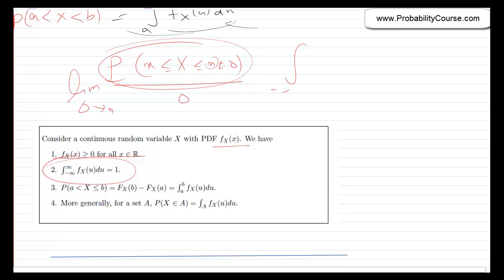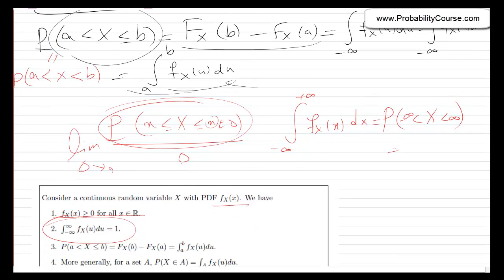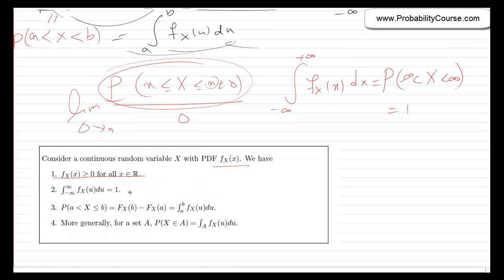If I integrate over all values, I should get 1, because based on what we just discussed, this is the probability that x is larger than minus infinity and less than plus infinity. So that's going to be 1. That's the second property, and that's the property that we just discussed.